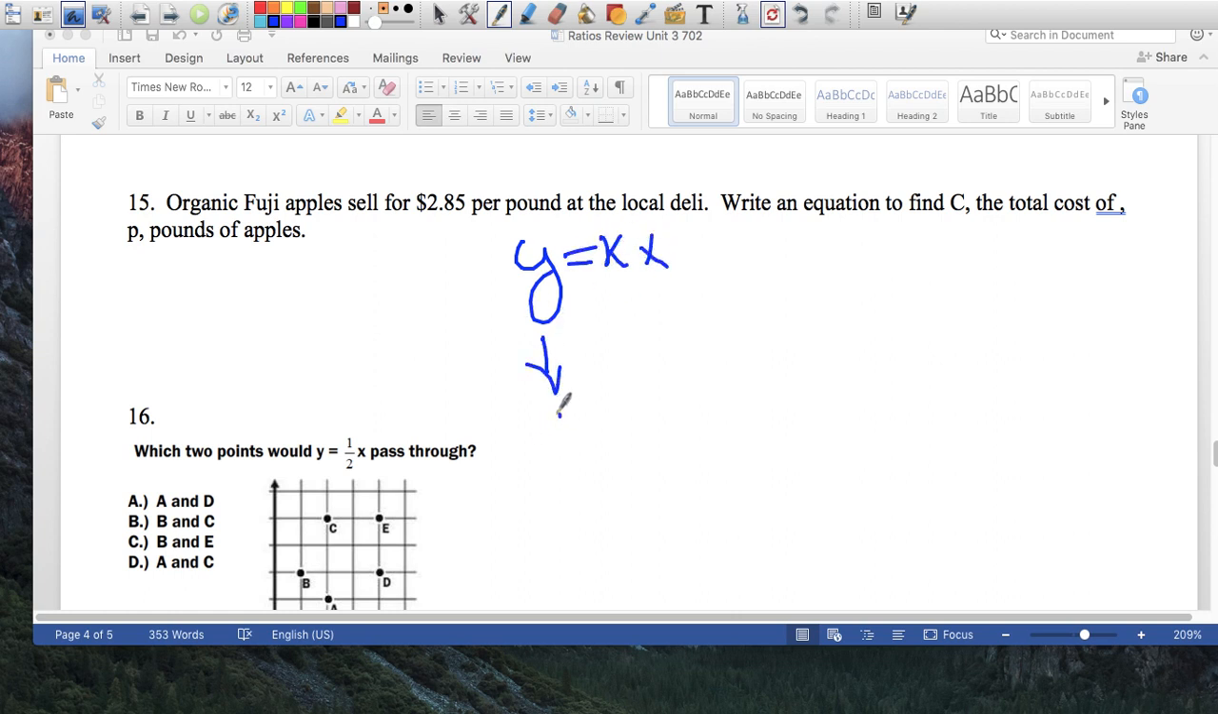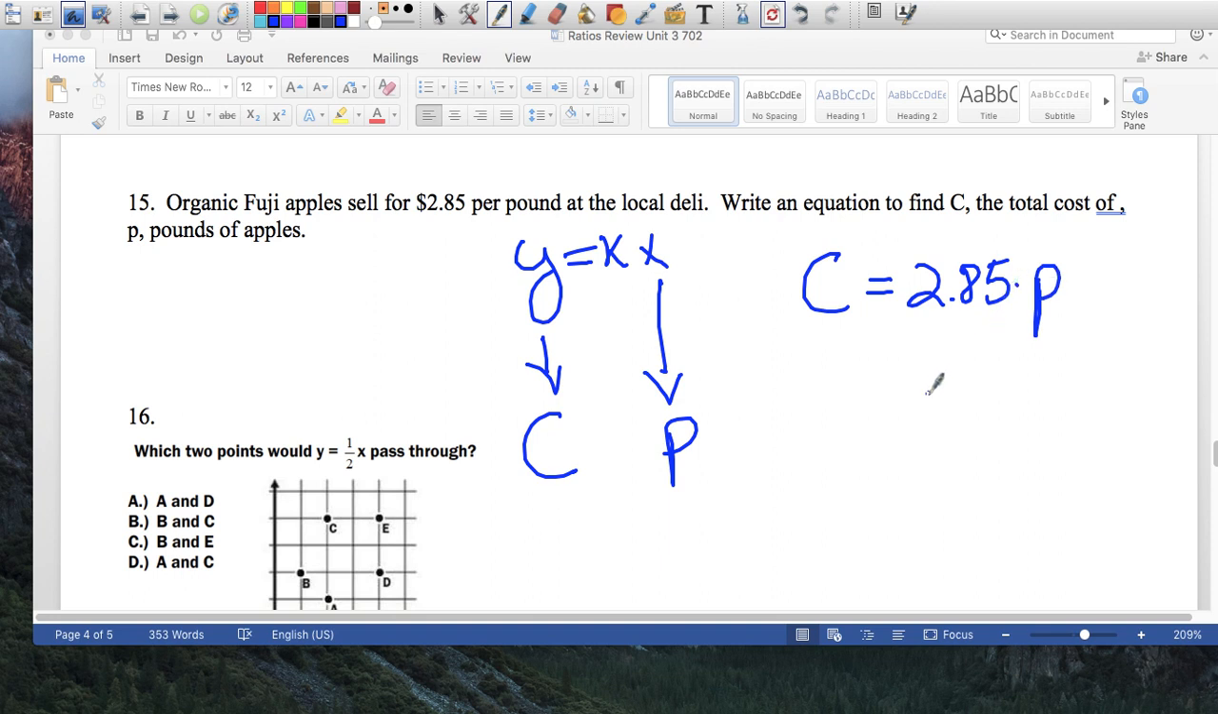This is now going to be called C, and this will be the P. Not every time you use y equals kx, you can actually use other letters depending on what you call the scenario to represent total input and output. So the output is cost, the total, and the input is the pound. So that makes sense. Here you would have C equals 2.85 times P. Not seeing the value of this question, but that would be it.